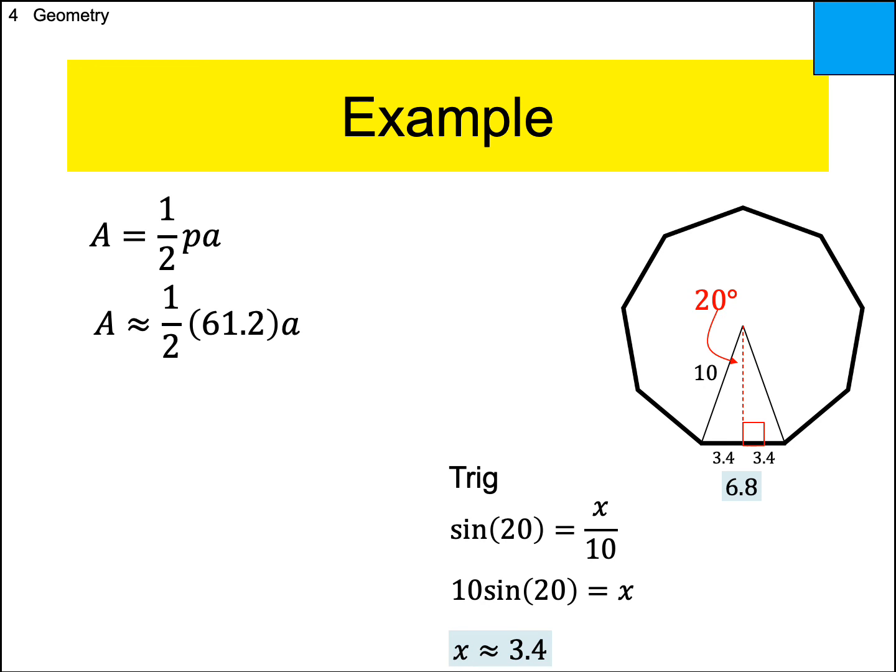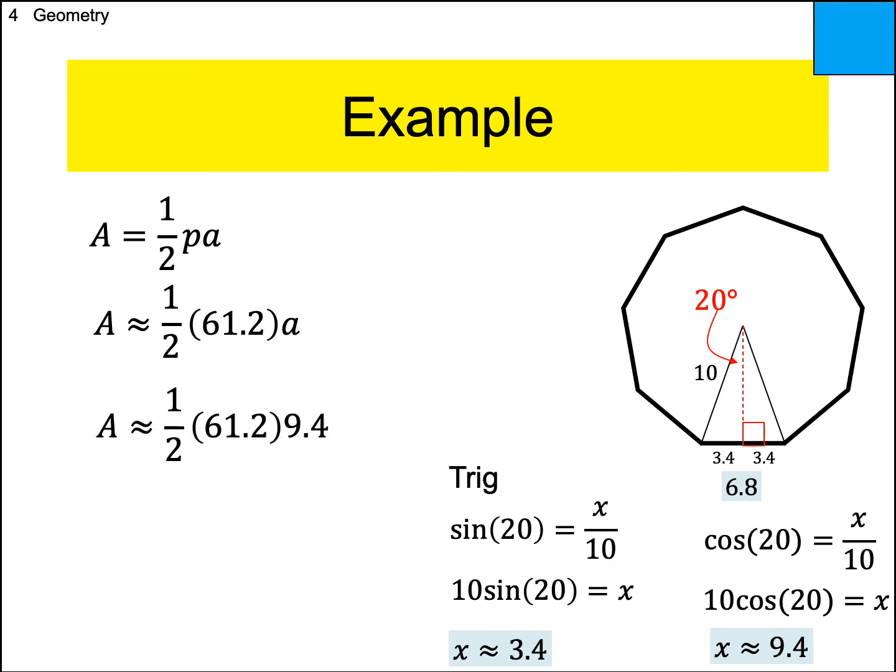So which one has the adjacent? Both tangent and cosine. I mean, I could use tangent, opposite over adjacent, so that'd be 3.4 over the adjacent. Or I could use cosine as well. I'm going to use cosine. And you notice I typically like it when the variable is on the top, and that way you have to do the least amount of algebra. So that would be 10 cosine 20. Grab your calculators. We find out it's about 9.4. All right. So that means the apothem is 9.4.